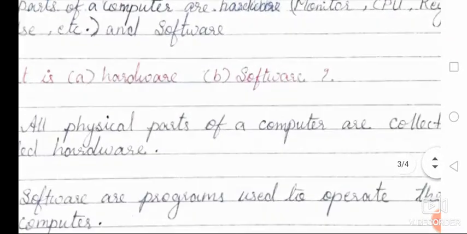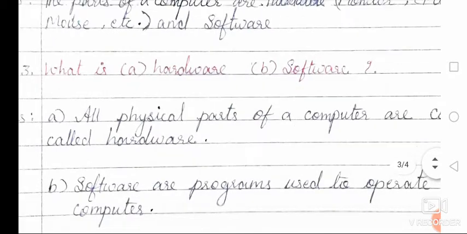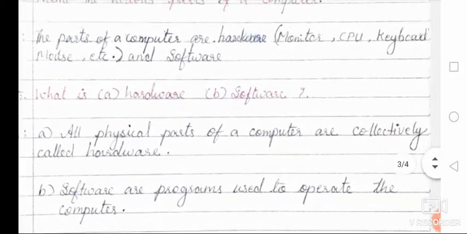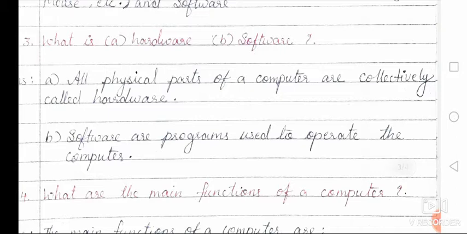Then third question is, what is A hardware, B software? What is hardware? All physical parts of a computer are collectively called hardware. B software. What is software? Software are programs used to operate the computer.